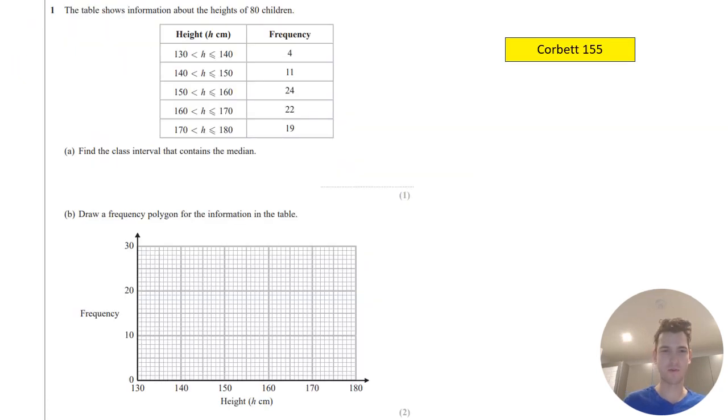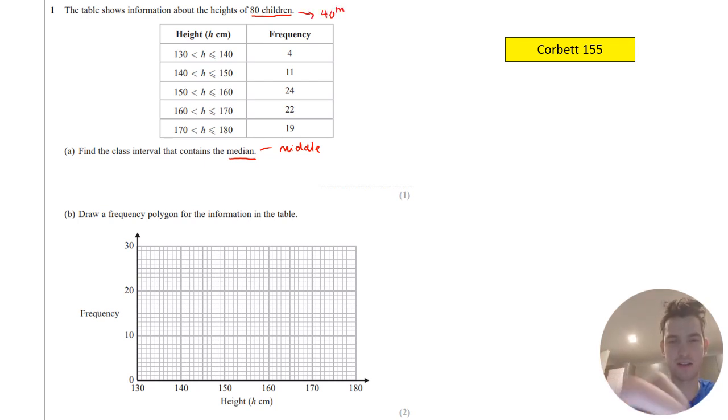Okay, here is question 1, and it gives us a table showing information about the heights of 80 children. And part A says, find the class interval that contains the median. Okay, so the median I know is the middle number. So I've got 80 children in total. So the middle child is going to be the 40th child.